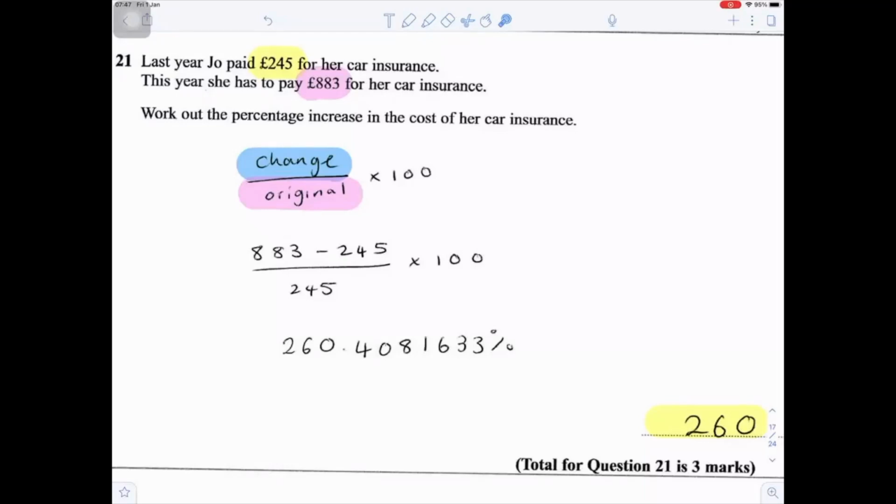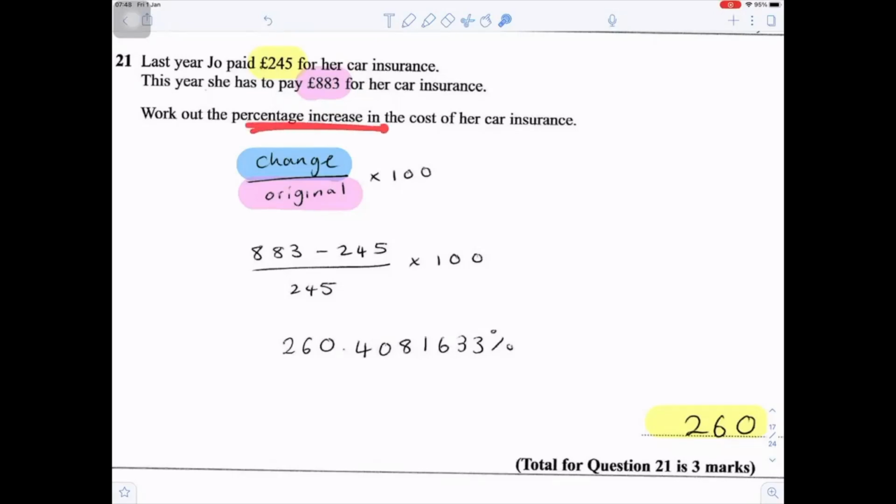Last year, Joe paid £245 for her car insurance. This year, she has to pay £883 for her car insurance. Work out the percentage increase in the cost of her car insurance. So her car insurance has increased from £245 to £883. So we want to find the percentage increase.